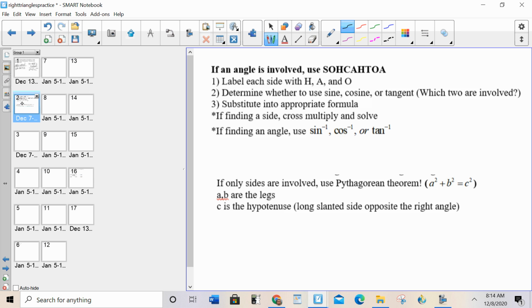No matter what, the first three steps are the same. When you're finding a side, you're cross multiplying. When you're finding an angle, you're doing inverse. If only sides are involved, then you're using Pythagorean Theorem, a squared plus b squared equals c squared, where a and b are interchangeable, they're the legs, and c is the hypotenuse.